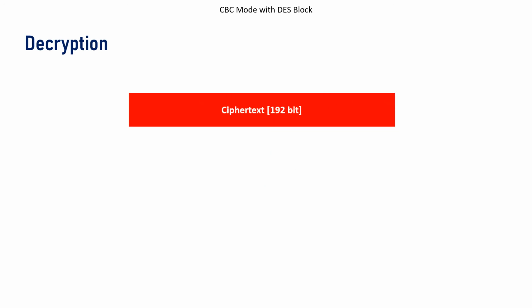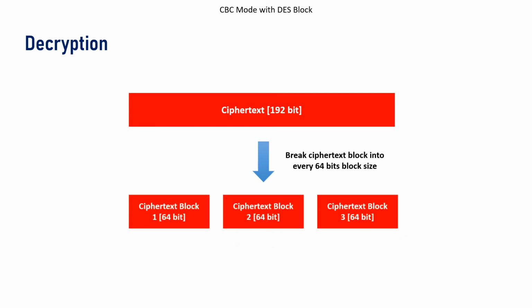Now, we enter the decryption part. Again, as we are using the DES block cipher, we break the ciphertext into every 64-bit block size. Based on the ciphertext we generated from the previous slides, which has a total of 192-bit block size, we break it into 3 ciphertext blocks, where each of them has a block size of 64-bit.